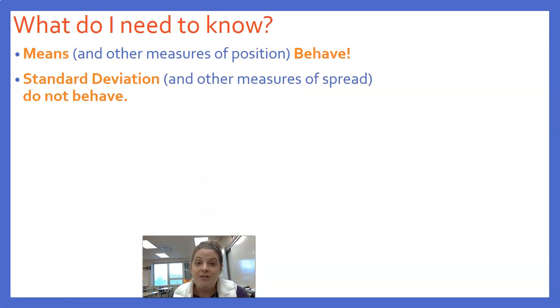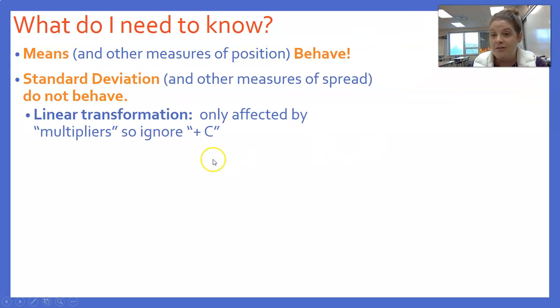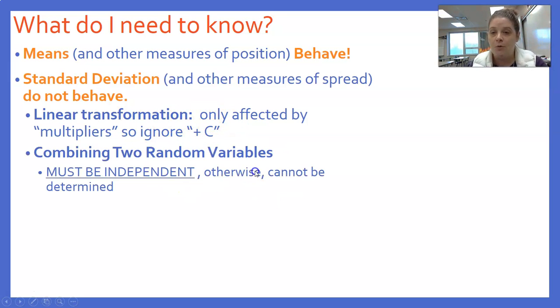Now, standard deviation and other measures of spread do not behave. So you're going to have to memorize how to deal with standard deviations. First off, the linear transformations, that's when you're adding or subtracting or multiplying constants. Only the multipliers affect standard deviation, okay, because it's a spread. So when you double your data, your spread doubles, but when you add 9, it just scoots over. Okay, so ignore those plus C's and only deal with the multipliers.